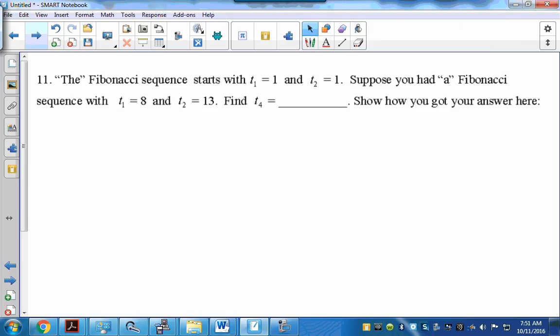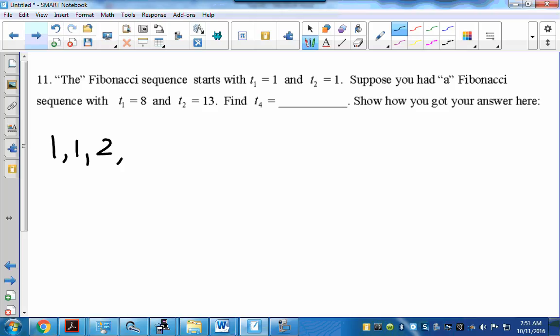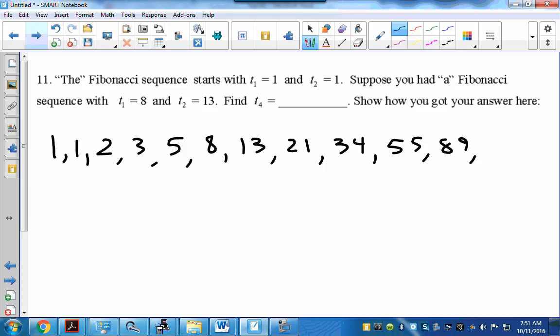Fibonacci sequence starts 1, 1. Now remember how these are generated. You add 1 and 1 together. You add 1 and 2 together. Add 2 and 3 together. 3 and 5 is 8. 5 and 8 is 13. 8 and 13 is 21. 13 and 21 is 34. 21 and 34 is 55. 55 and 34 is 89. 89 and 55 is 144.